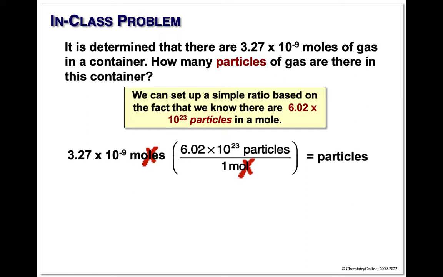Now, let me just point this out while I'm thinking about it. I just canceled moles and mole, didn't I? They're the same thing. Sometimes we'll just do mole and MOLs, whatever, it doesn't matter, they're all moles. All right, 3 times 10 to the minus 9 times 6 times 10 to the 23rd, 1.97 times 10 to the 15. Still a huge number, isn't it?